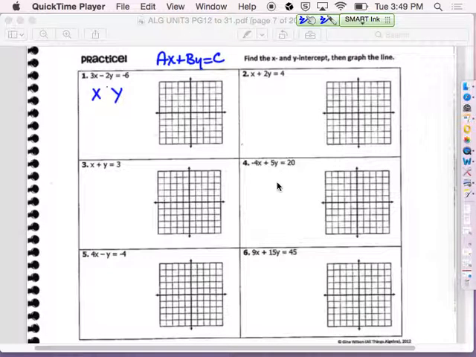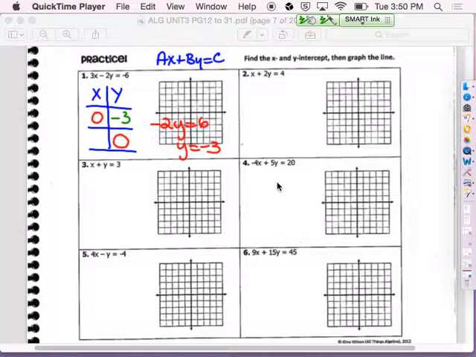So the way I would like for you to think about this, I would like for you to make a little T-chart and label it with X and Y. And we're going to let X become 0 and solve for Y. And then we'll let Y become 0 and solve for X. So if I let X become 0, then I'm simply left with negative 2Y equaling positive 6, and Y is negative 3. So when X is 0, Y is negative 3.